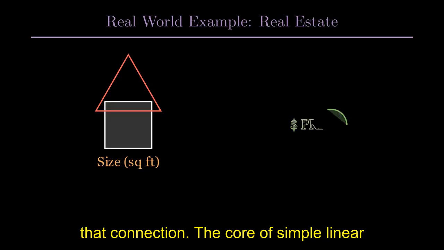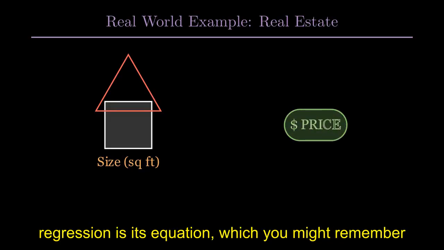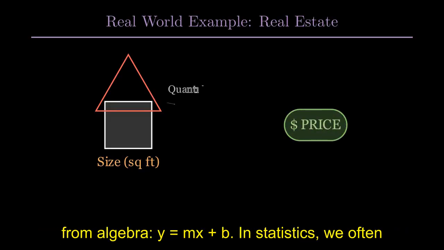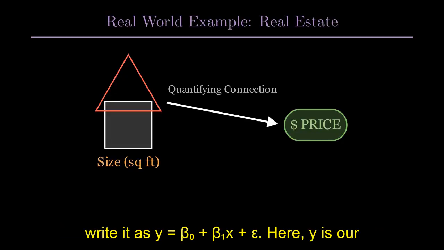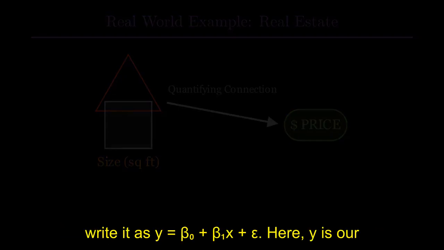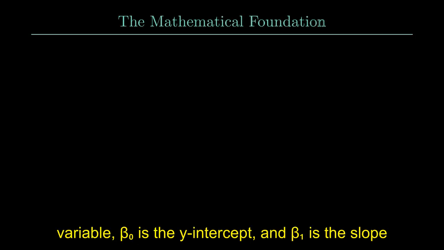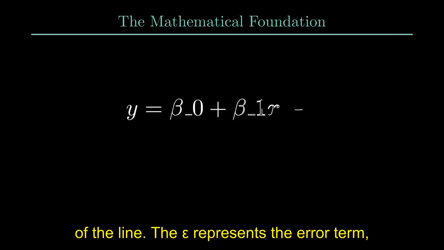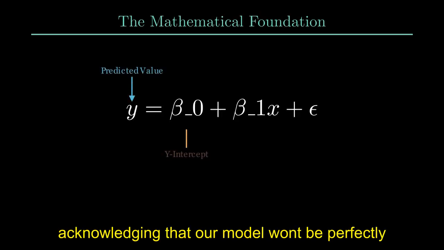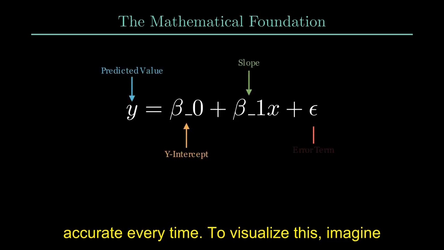The core of simple linear regression is its equation, which you might remember from algebra, y equals mx plus b. In statistics, we often write it as y equals beta zero plus beta one x plus epsilon. Here, y is our predicted dependent variable, x is our independent variable, beta zero is the y-intercept, and beta one is the slope of the line. The epsilon represents the error term, acknowledging that our model won't be perfectly accurate every time.